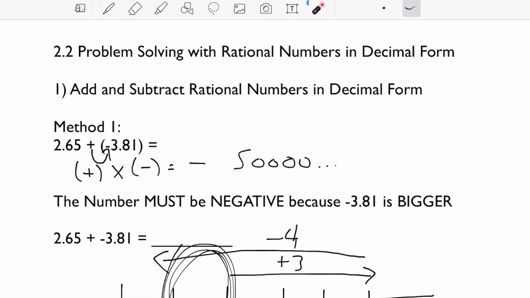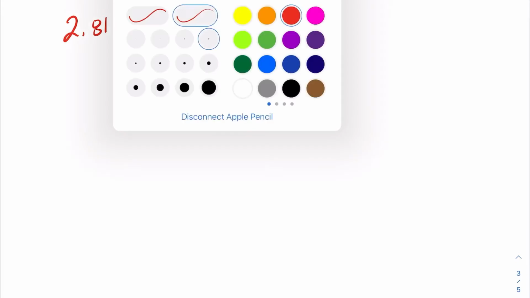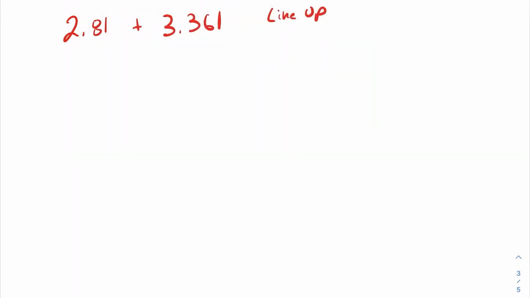I'm actually going to flip over here and look at how we would succinctly add something like 2.81 plus 3.361. If you were asked to add decimals, you need to remember that all of the columns need to line up. And that's really such an important piece of doing math. So if I'm going to add this, I'm going to stack them. And so I'd put 2.81 and I'd put my add sign here.